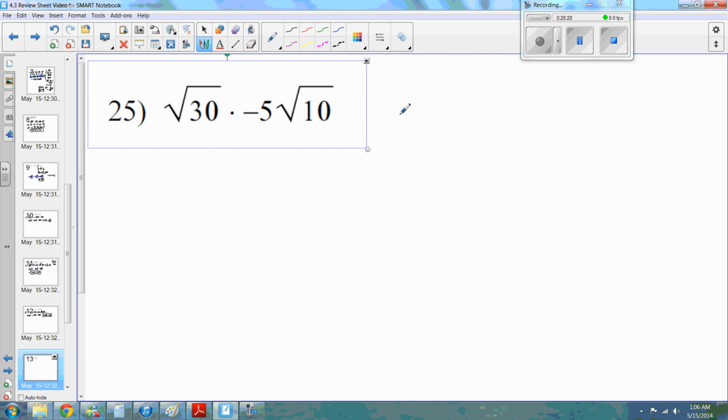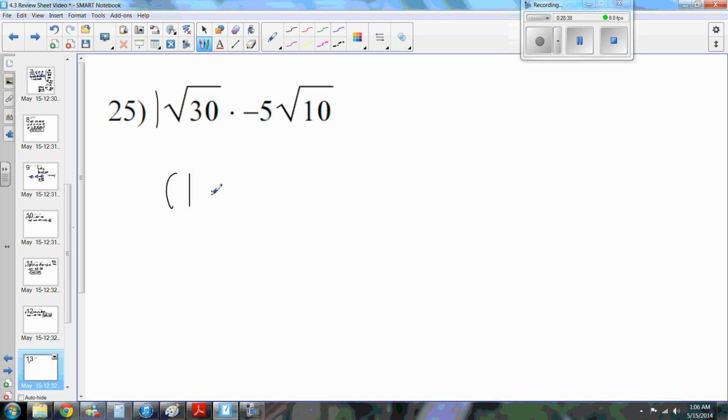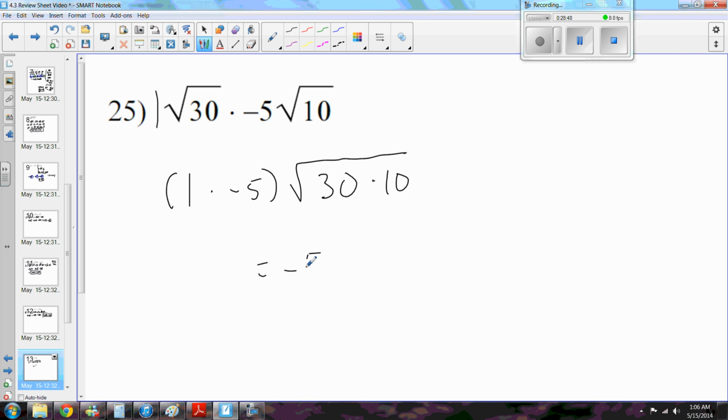Okay, products. I think these are actually the easiest ones to do, for sure. How do I do this? I just multiply my coefficients. I wrote this 1 in here so you would know, but I'm multiplying coefficients, and that this is 1 times -5. Root, multiplying my radicals, 3 times 10. And then I just simplify my result. What's 1 times -5? -5. What's 30 times 10? 300. I think I said 3 here, but that's 30 times 10.